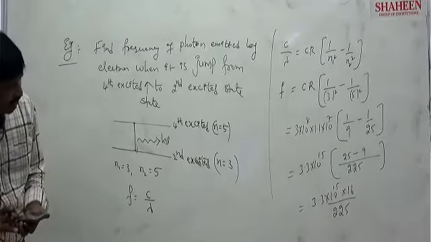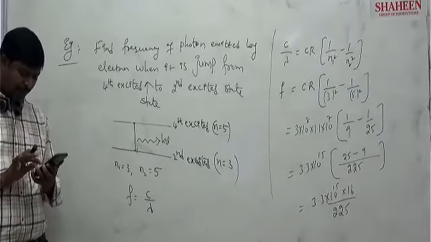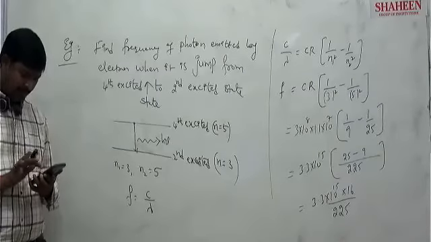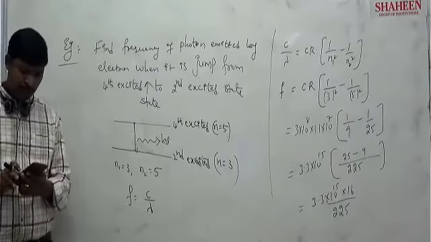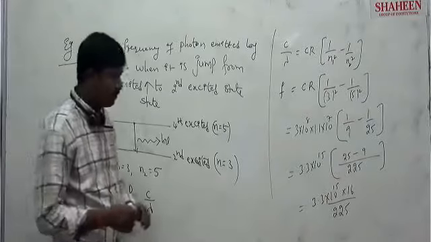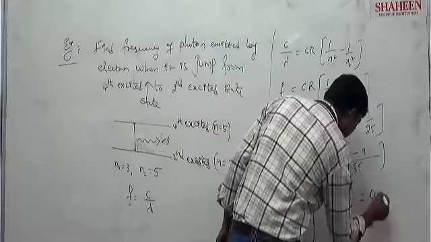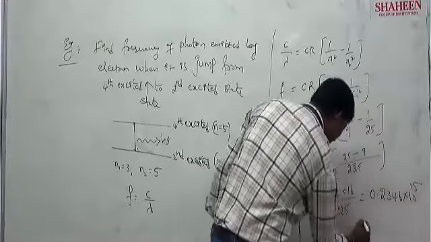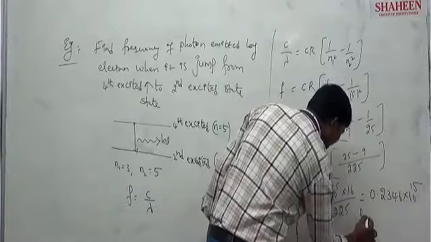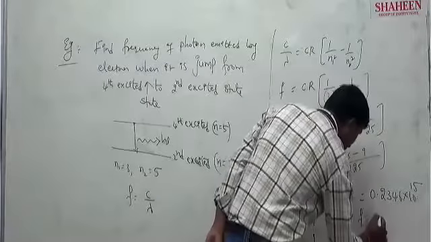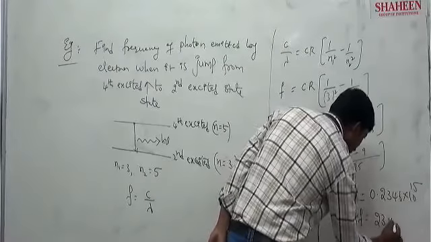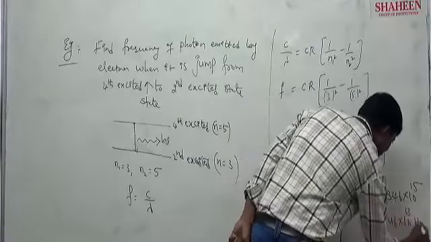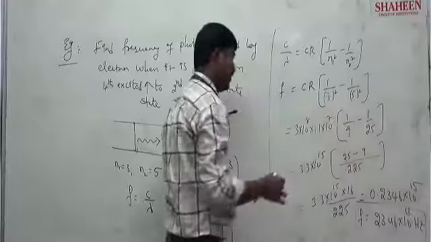So which is 3.3 into 16 by 225, right? So 3.3 into 16 divided by 225 gives 0.2346, 0.2346 into 10 to the power of 15. Or finally we can write the frequency as 23.46 into 10 to the power 13 hertz. Frequency in hertz it is.